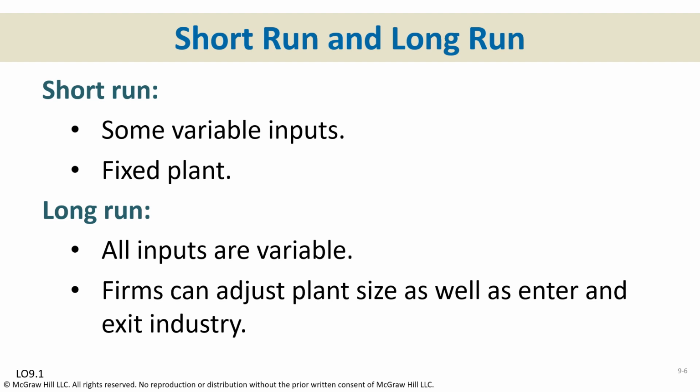The short run is a period of time that is too brief for a firm to alter its plant capacity, but during which the firm can change output somewhat by increasing or decreasing its variable inputs. The long run is a period of time that is long enough for the firm to adjust the plant size, as well as enter or leave the industry. All inputs are variable in the long run.